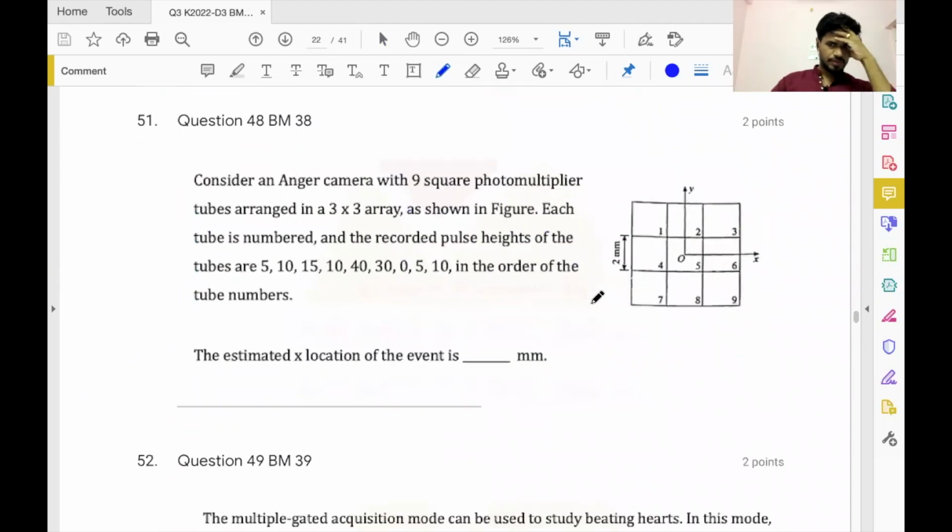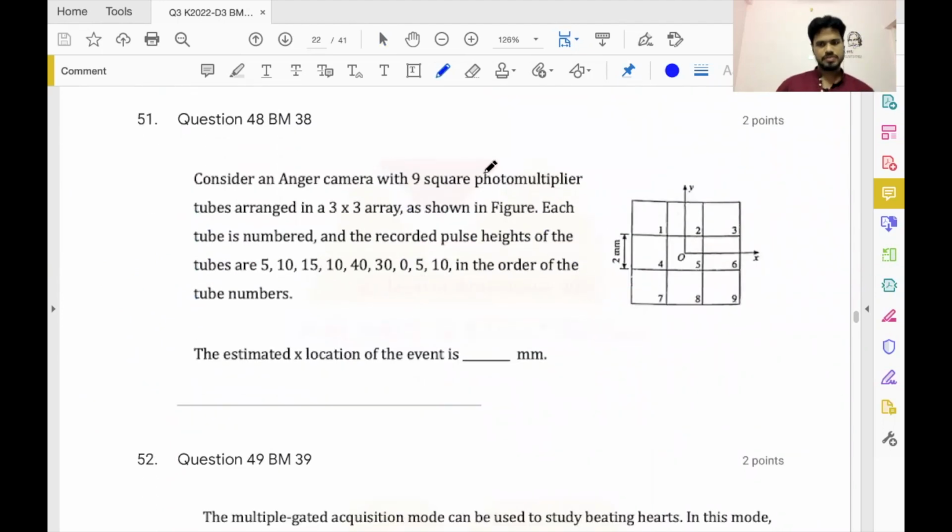Consider an Anger camera with a square multiplier. This again is something we have already seen, a simple centroid problem. So far it hasn't shown up in GATE, but it can show up here. We have to find X locations for all nine points. The X locations are roughly over here, and the pulse heights recorded are given over here. There are 9 points and 9 X values.